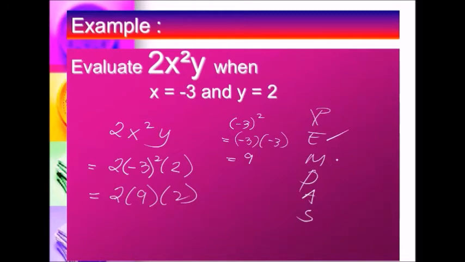Let us now multiply. So, ibig sabihin, wala na namang ibang operation dito, so hindi na tayo mag-divide, mag-add at mag-subtract. Okay, so multiply lang po, left to right. 2 times 9 is 18. Then, 18 times 2, this one is 36.